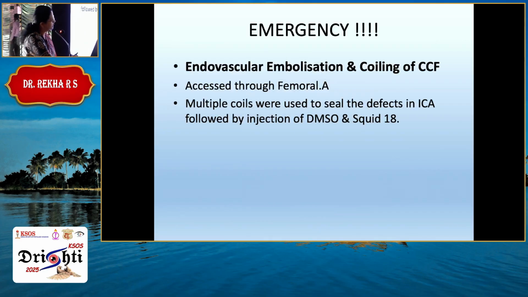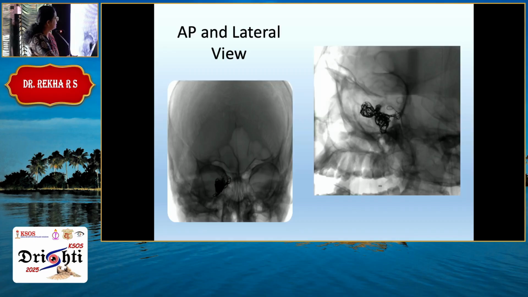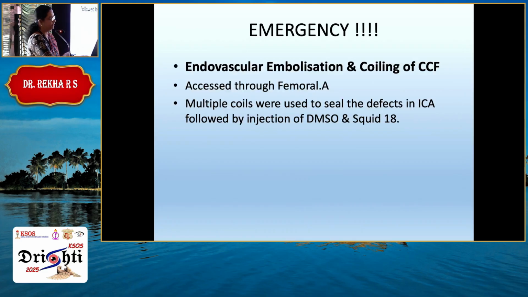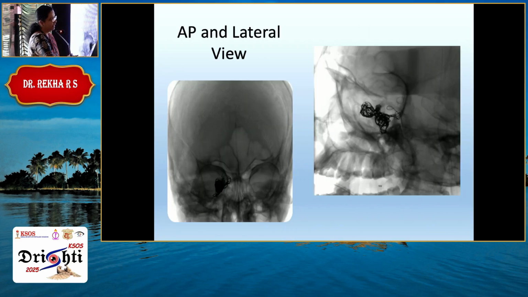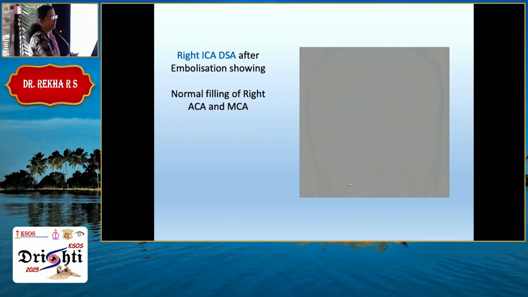So the gold standard of management here is endovascular embolization and coiling of the carotid cavernous fistula. So the right internal carotid artery was accessed through the right femoral artery, and multiple coils were used to seal the defects in the internal carotid artery. And these are the embolizing agents used: dimethyl sulfoxide and Squid-18, and the fistula was sealed. And then the DSA was again repeated through the right internal carotid artery, and this time you can see there is beautiful filling of the right ACA and the right MCA.